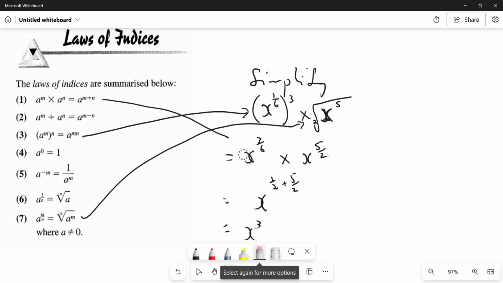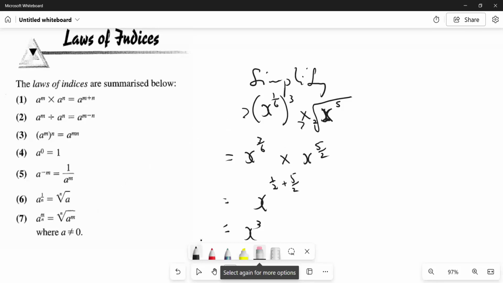And now you have the product of two x's, right? So we go into this first law, and we add the indices now, because the law says if you are multiplying two expressions that have a common base, you can add the powers, and that's what we're doing here. 3 over 6 is half, and 5 over 2 is 2.5. 2.5 plus half is 3. So you end up with x to the third power.